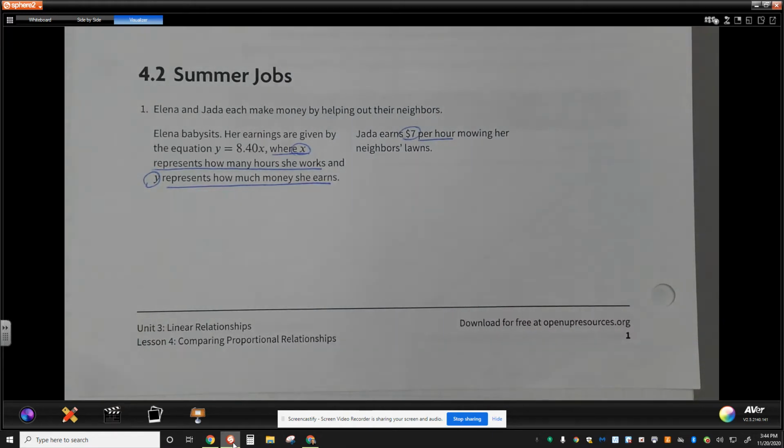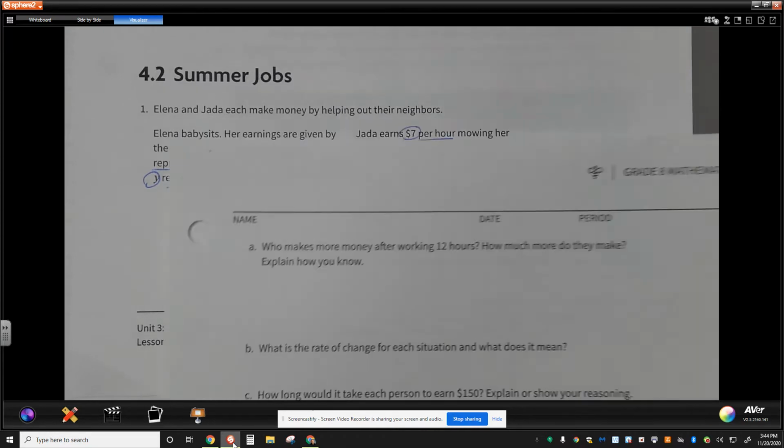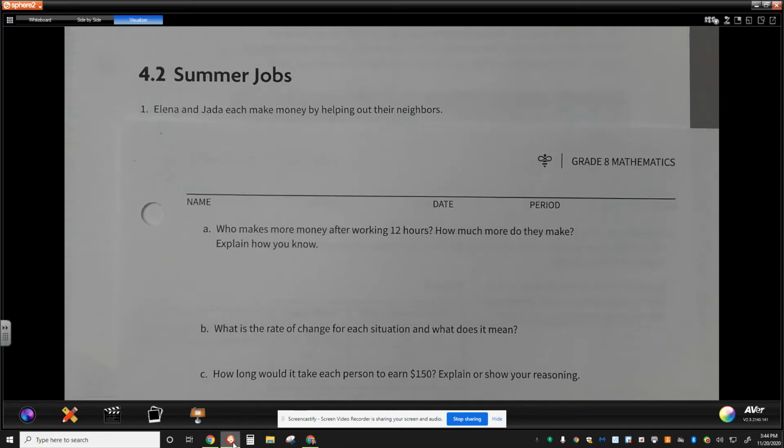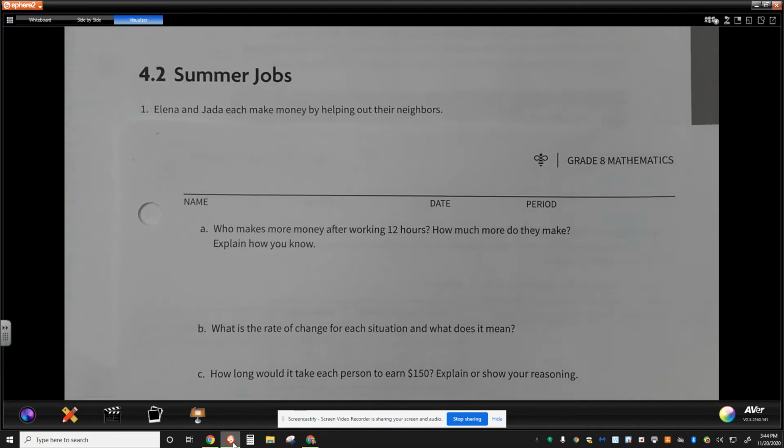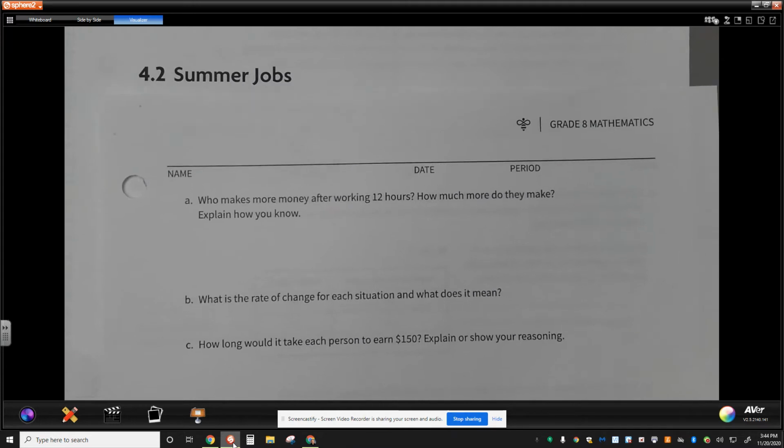Both of these situations give us a lot of information. And the questions that we can answer with this are really limitless, but since it's talking about money, we're all probably a little more interested in it. So what we want to do as far as our responsibilities, the first thing we need to do is figure out who makes more money after working for 12 hours. How much more do they make, and explain how you know.